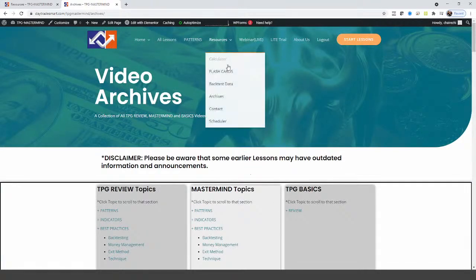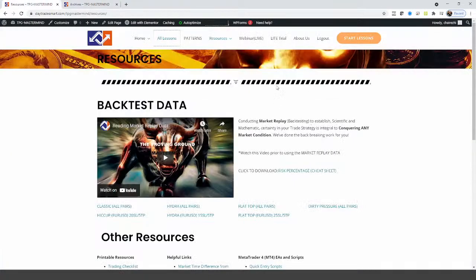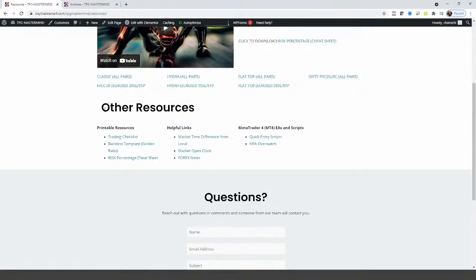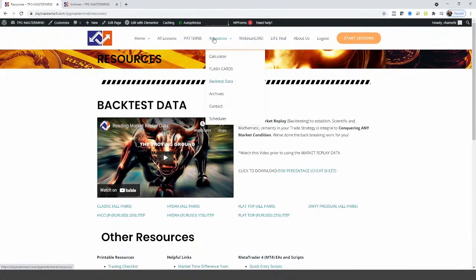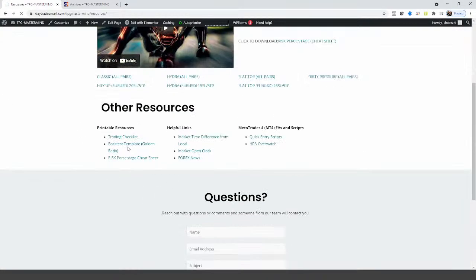Where can I find this information? Where can I find the resources that I need to collect the information? Look right here under resources. Just click on resources. It takes you to this page. Don't click on anything down here in the list, just click on resources. And right here, backtest template, golden ratio. Click on that, and it's going to download to your computer.